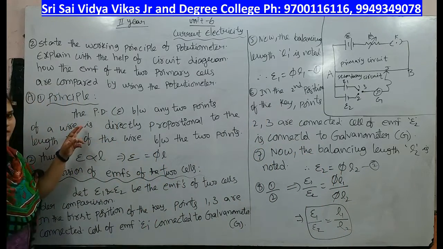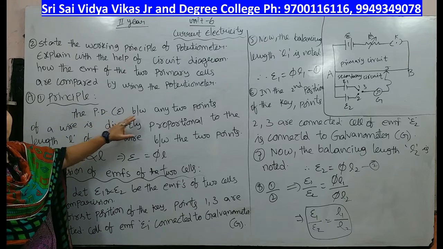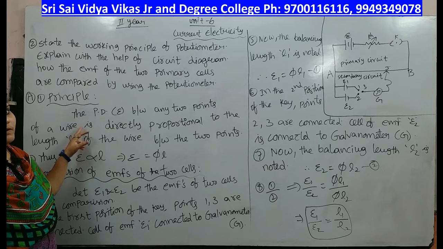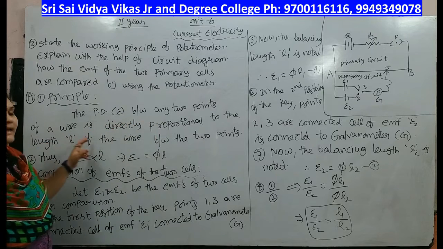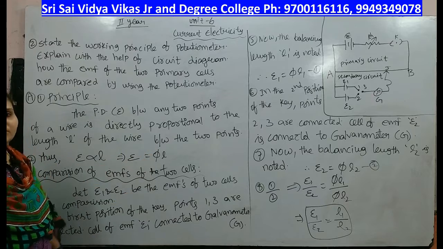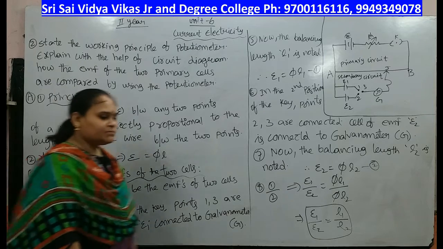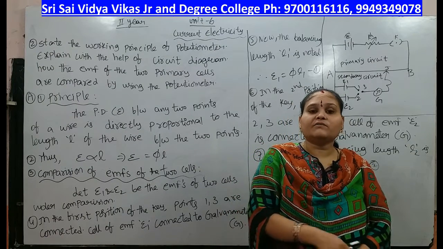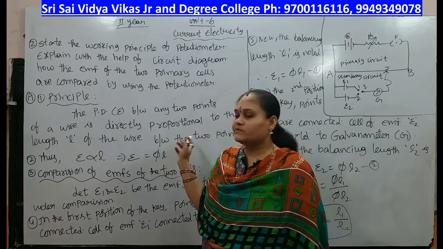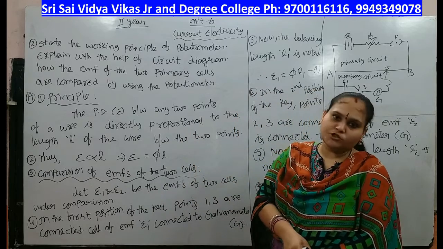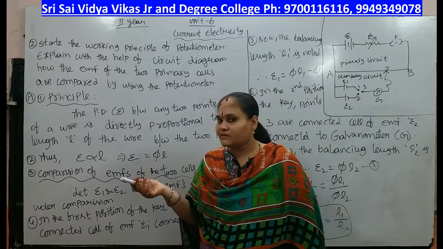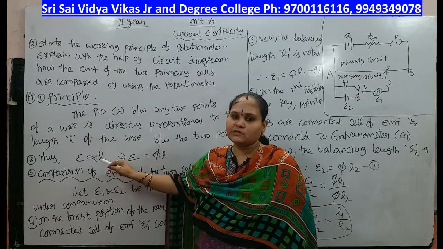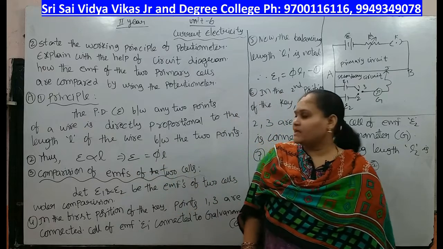The principle is that the potential difference epsilon between any two points of a wire is directly proportional to the length L of the wire between the two points. This is called the principle of the potentiometer. That means epsilon is proportional to L, which implies epsilon equals phi L.